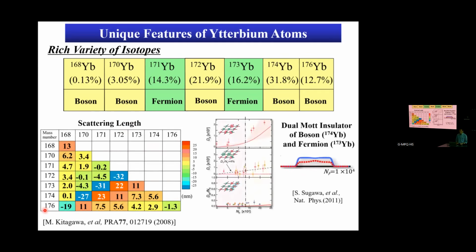Okay, and as an example, we demonstrated the formation of the novel dual Mott insulator state of a boson and a fermion, where the boson and the fermion all together form a Mott insulator state with unity filling. This is one example. Okay, and in addition, I would like to note that the rich variety of isotopes is also useful for some types of new physics search, which I will discuss later in this talk.